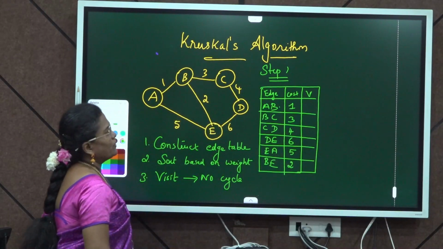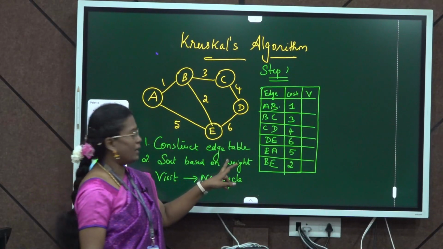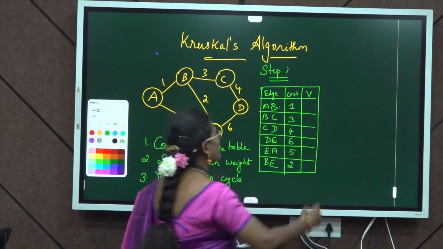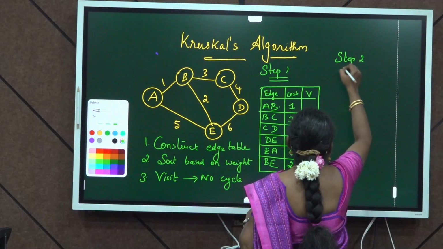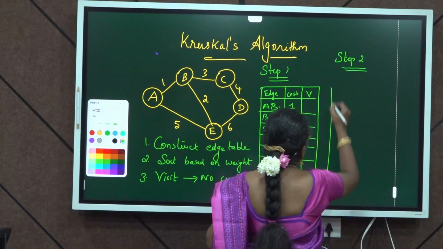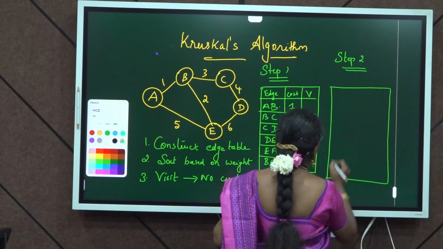So this is what the first step, that is the step to create the edge table. So we have created the edge table. Now we are going to move to step 2. Step 2, as I said, we are going to sort it.